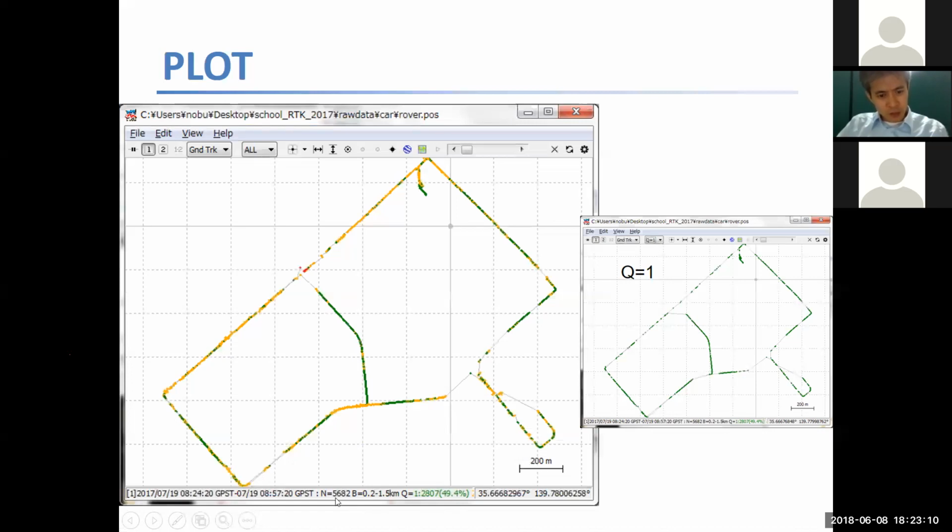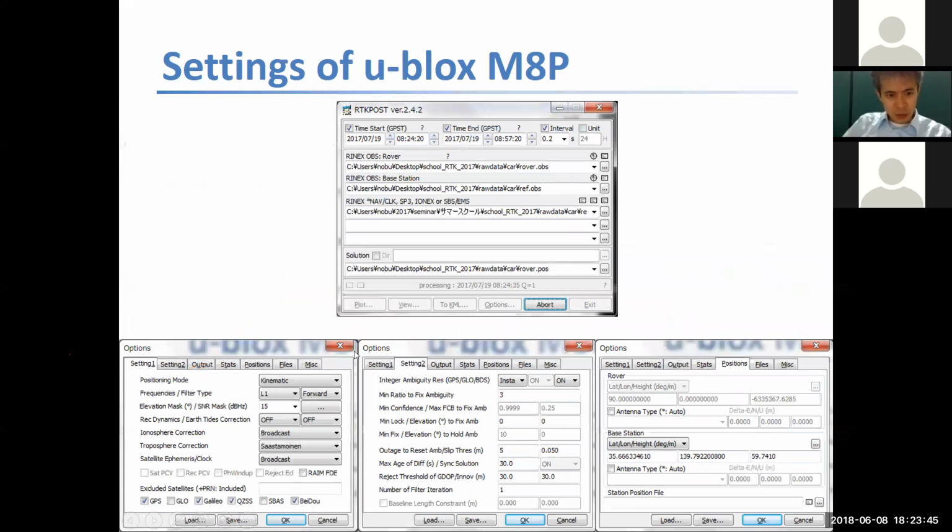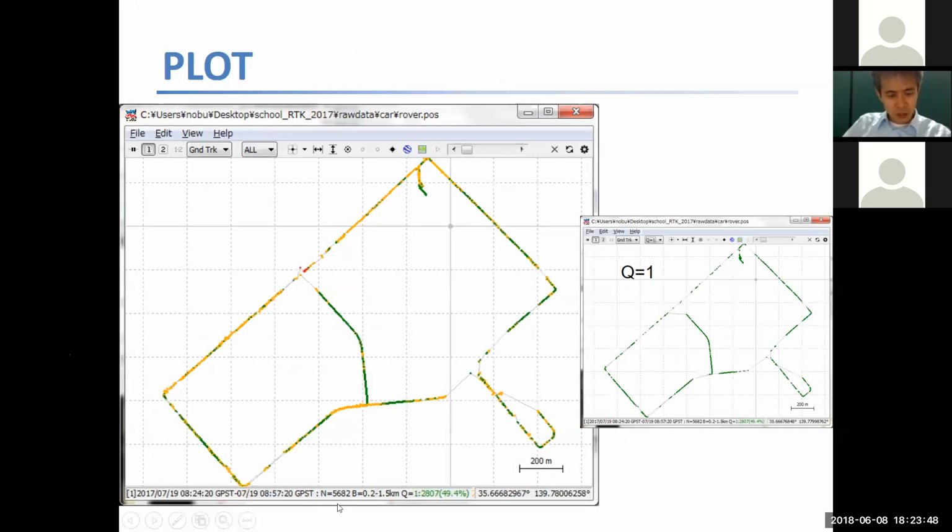In total, 2,800 of 5,682 positions were fixed, so 49% in the case of the u-blox observation data. But please remember that 5,682 is not the total number of epochs, because here there are actually no solutions. If you include all epochs, maybe 9,900 is the real total number.